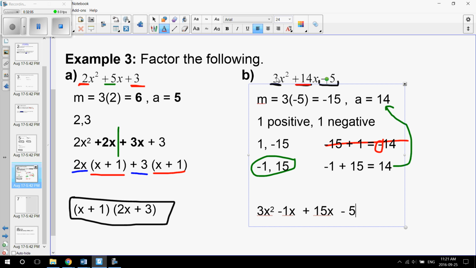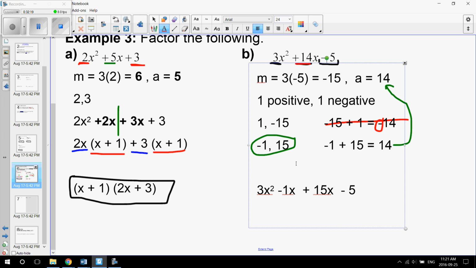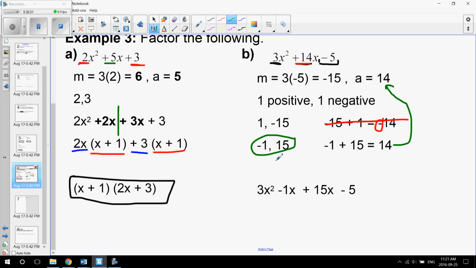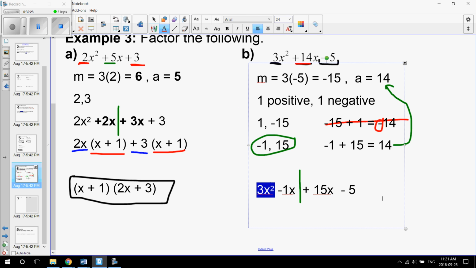So again, all we did between this and this is write out our equation, but instead of writing plus 14, we wrote in our two numbers that add up to that plus 14x. Once we've broken up those two pieces in the middle, remember we draw our line down the middle and do some factoring between those two different pieces. So let's take a look at our first two pieces here at the front. What's something that we can factor out of both of these pieces?